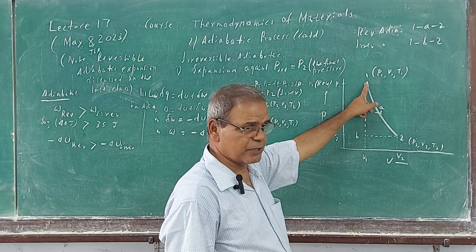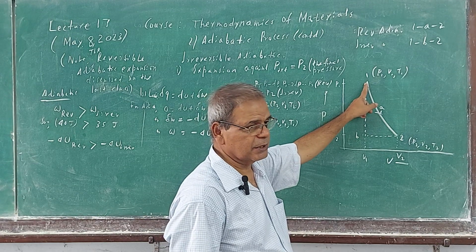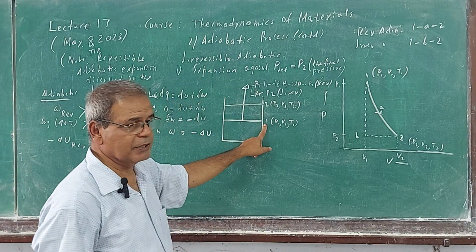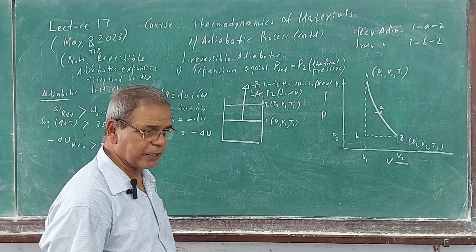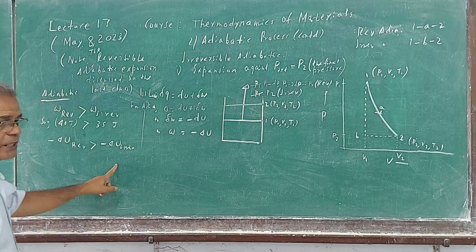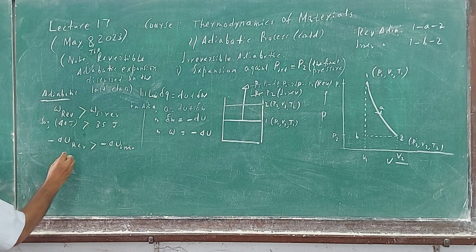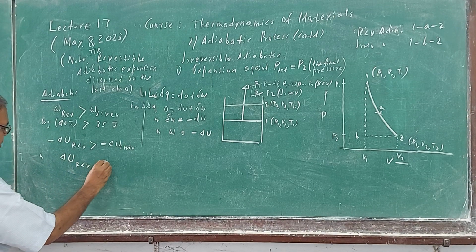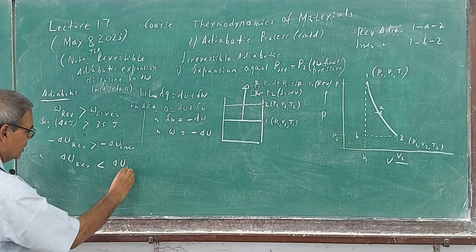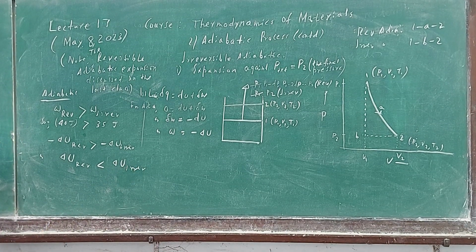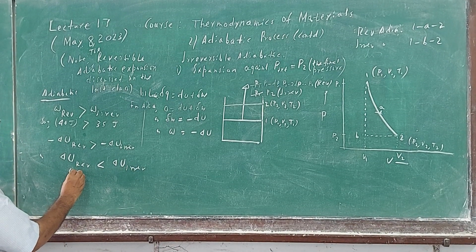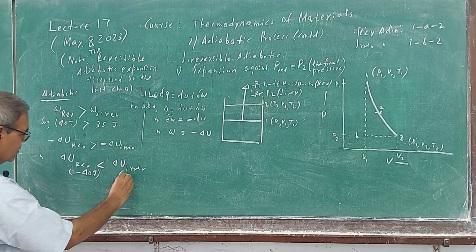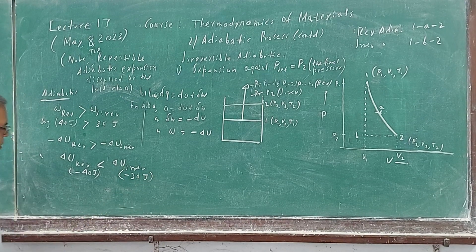The starting state is the same, 1. What is the diagram here? Start is the same, but whether it will end here or somewhere else. So you follow this logic: delta U reversible is less than delta U irreversible. This you have to accept. Reversible minus 40 must be less than minus 30 joules.